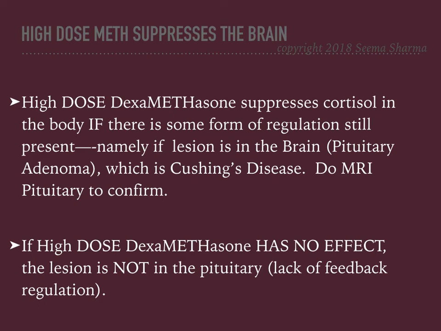So a Cushing's disease is a pituitary adenoma that is causing excess cortisol. It is a true Cushing's disease only if there is a pituitary adenoma. So if the suppression test has a response, you're going to do an MRI pituitary to confirm. If the high-dose dexamethasone suppression test does not meet the adequate response, the lesion is not in the pituitary. And you know that because the feedback regulation is not evident.